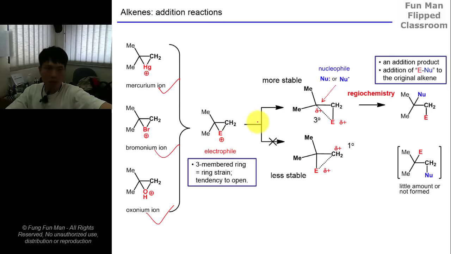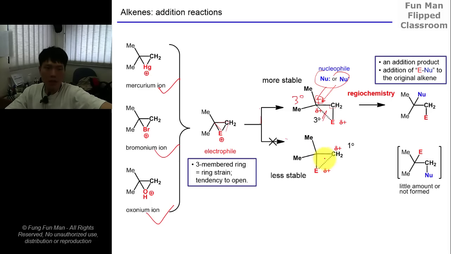So, what is all this about? Basically, we know that this tends to open up, but which way does it open up? Does the E go to the right side or the left-hand side? Let's see. If the E goes to the right-hand side, we are trying to break this bond here. That means this carbon I'm pointing to has a positive charge, which makes it something like a tertiary carbocation. So that's why the nucleophile prefers to go in this manner.